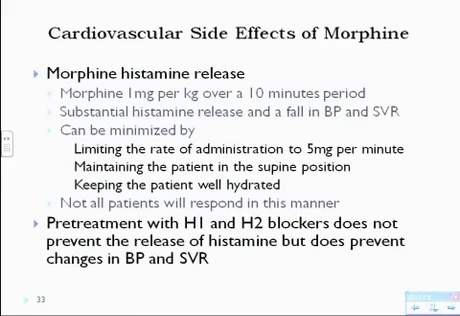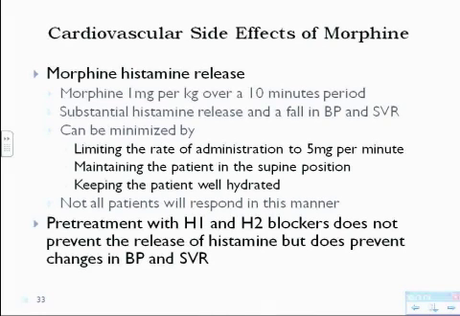Morphine causes histamine release, and quite a bit of it, okay? And nothing more impressive than having somebody get histamine release on you and get severely hypotensive. And it doesn't take much. It takes only 1 milligram per kilogram over a 10-minute period to get this histamine release. And these are a significant drop in blood pressure and SVR.